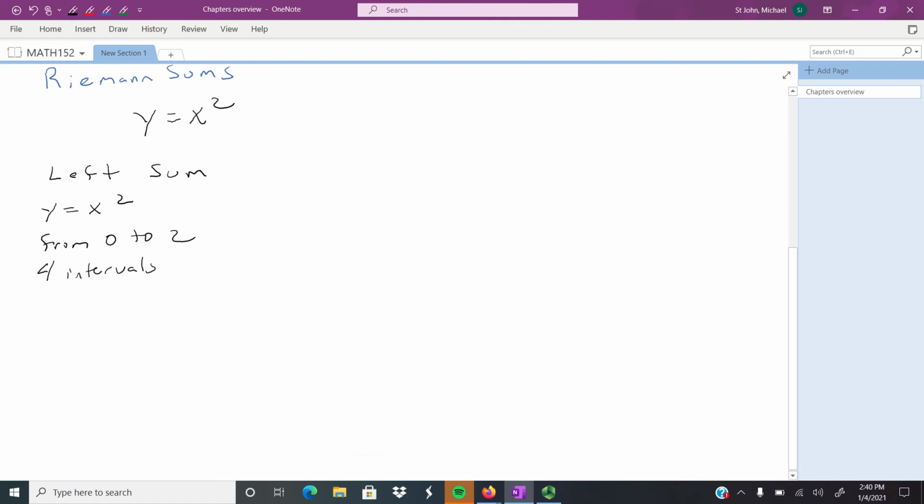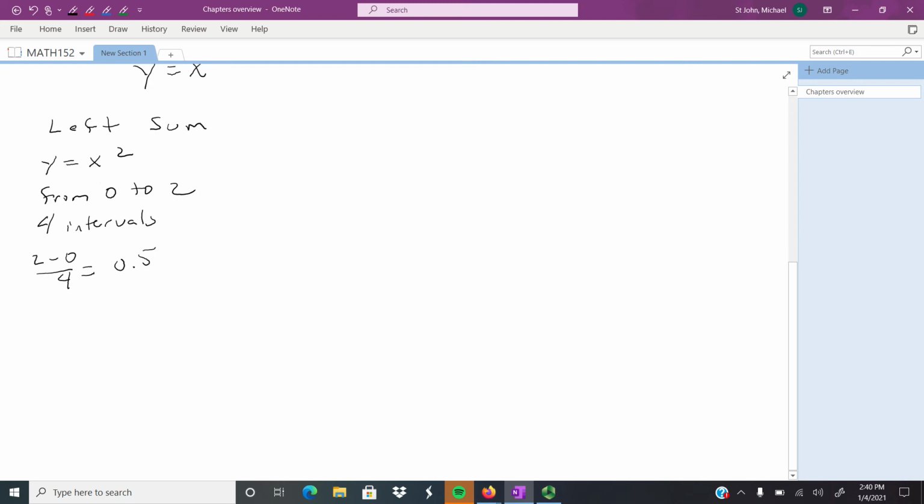And so the way I can get my marks would be, well, this is going to be 2 minus 0 over 4. So this is going to be 0.5, 1/2, right? So that means I'm going to have 0.5. So we're going to start at 0. We're going to have 0.5. We'll have 1. We will have 1.5, and then we will have 2. So we can divide that up into my intervals.